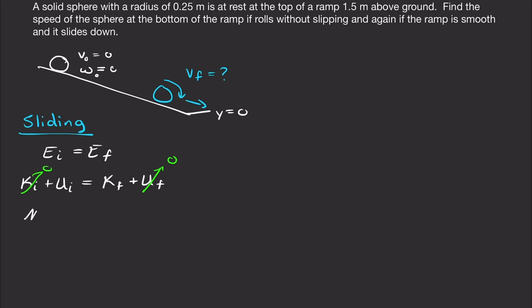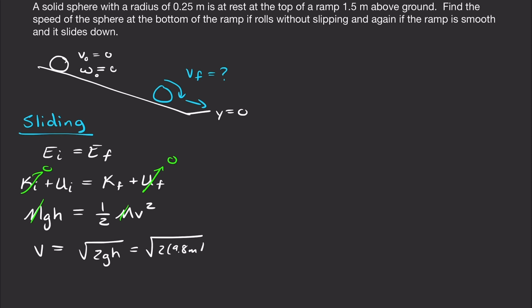And so we get mgh for its initial potential energy. And if it's just sliding, it only has translational kinetic energy, 1/2 mv squared. So our masses will cancel, and we will get the velocity is equal to the square root of 2gh, or square root of 2 times 9.8 meters per second squared times 1.5 meters, and that's going to equal 5.4 meters per second. Okay, so that's our first velocity.